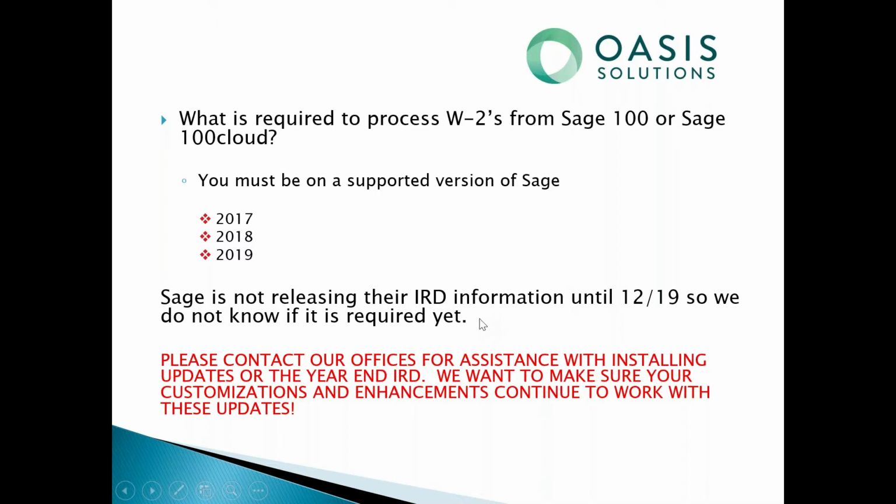Also, as those of you that have been running Sage Payroll for a while know, at the end of the year there could be an IRD, which is an interim release download. And that would include things like if there's new information that needs to be tracked for W-2 purposes or anything related to payroll, Sage will issue this download so that it can be installed on your system. Typically, these downloads are usually not made available by Sage until around the 19th or the 20th of the month.